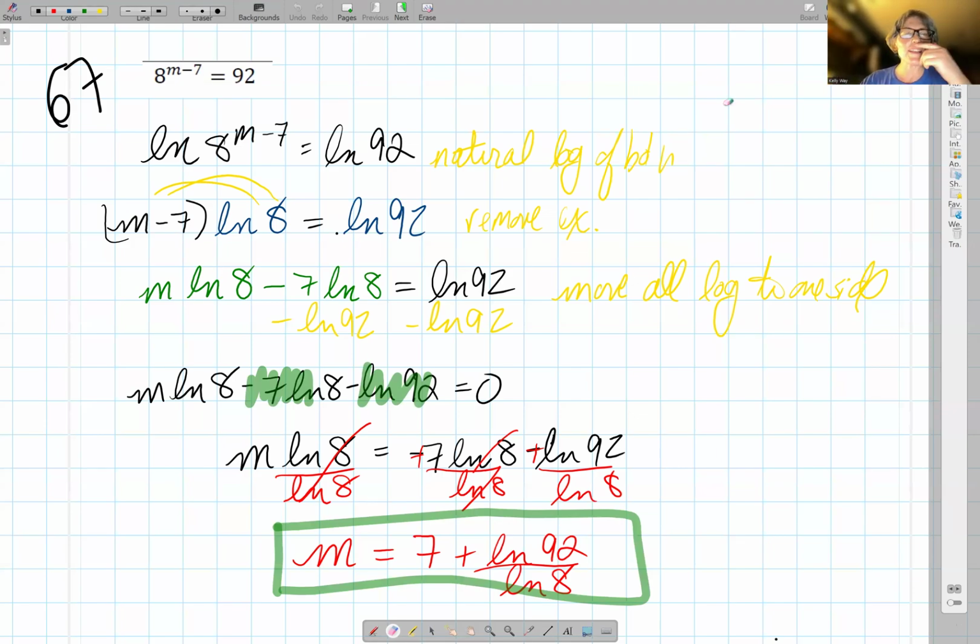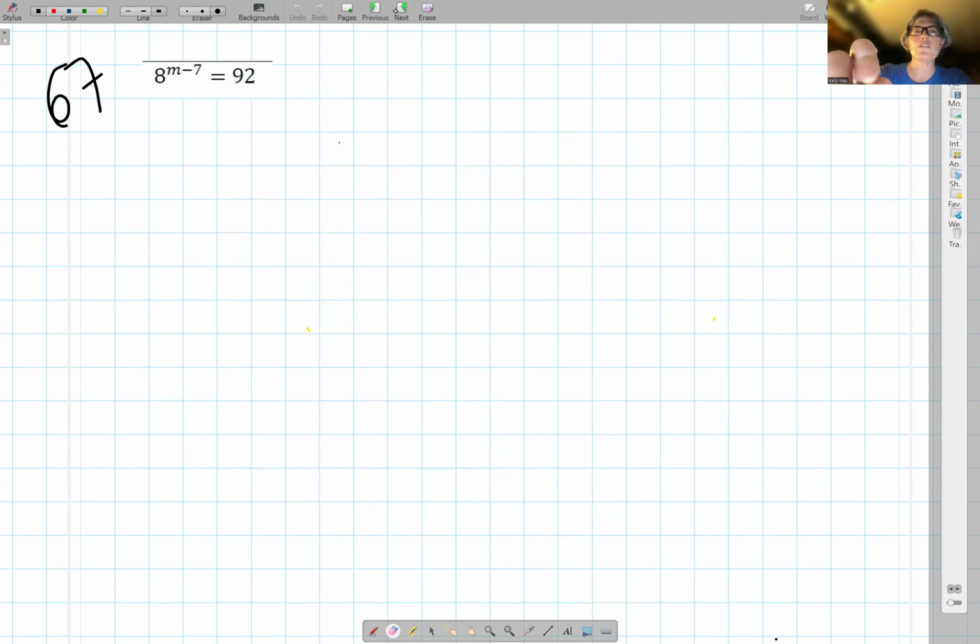All righty, this is a 67, a couple 70s, and a couple 80s. Again, when it comes to these questions, we are always looking simply at what can you do? And since your variable is in the exponent, you know immediately that you're going to be using logs or natural logs or something in order to get that variable out of the exponent. So step number one is to take the natural log of both sides.